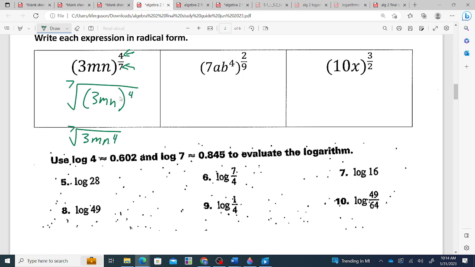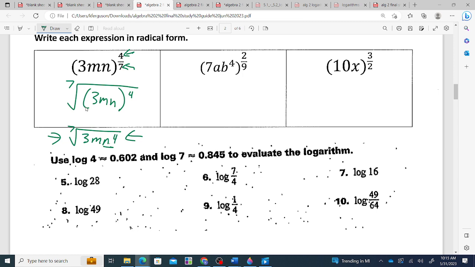This fourth power is associated with all of that, the 3, the m, and the n. But in this instance, it's just associated with the n. Does everybody see what I'm talking about? Okay, you don't see what I'm talking about? Okay, so I need you to understand the difference, because when I gave a problem similar to this, people did this, and that was wrong.